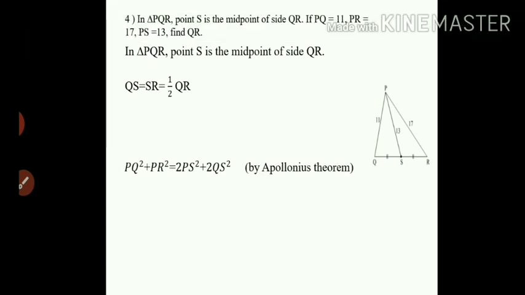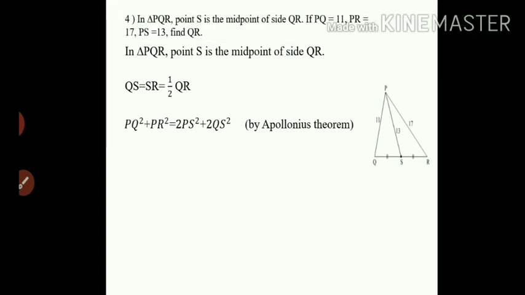So by Apollonius theorem, PQ square plus PR square is equal to 2 times the PS square plus 2 times the QS square. Now all the values are given. See, we will substitute the value. PQ is given 11 square, PR is given 17 square, equal to, on right side we have 2 multiplied by PS is given 13 square plus 2 QS square remains same.